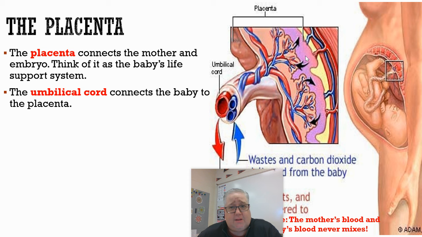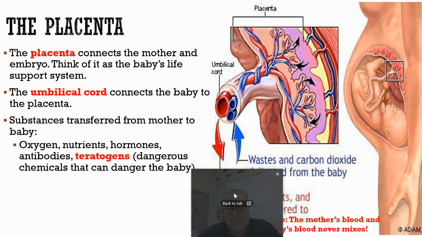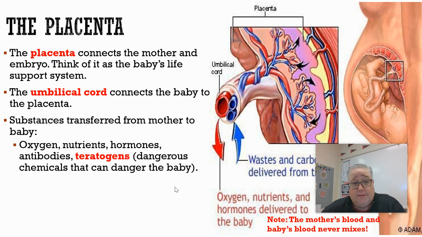Basically this gap here, that little area in purple, is where all the materials are going to be exchanged from mother to baby and baby back to the mother. So think about some of the substances that can move back and forth from the mother to the baby. The mother's going to transfer oxygen, obviously, to the baby, nutrients like proteins and amino acids and carbohydrates and all that type of stuff. Hormones, chemical messages, antibodies, which might be good for immunity.